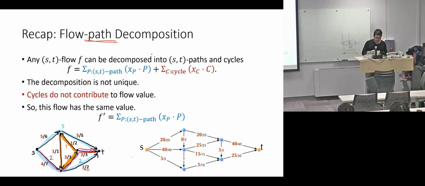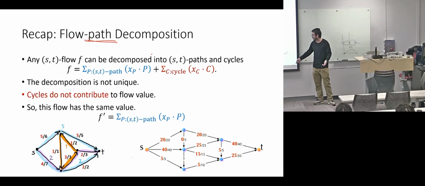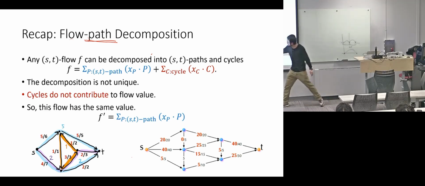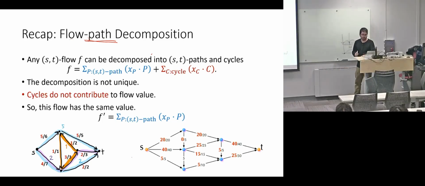Anyway, it's just some flow, and for any flow you can decompose it into paths and cycles. This one is a max flow, by the way, because it's saturated, and you can decompose it into paths too. One example is like this one: put 20 here, and then put 20 here.